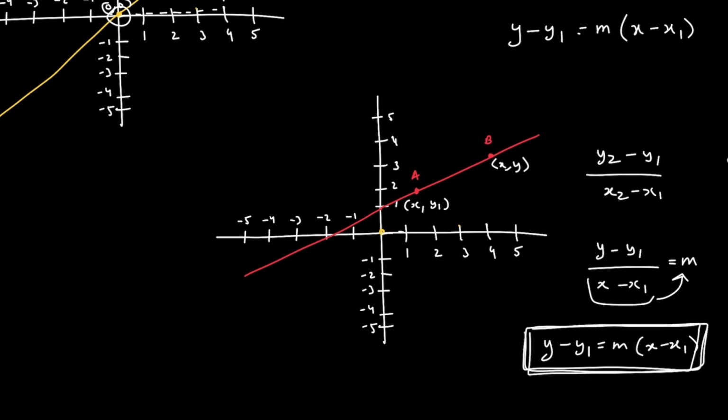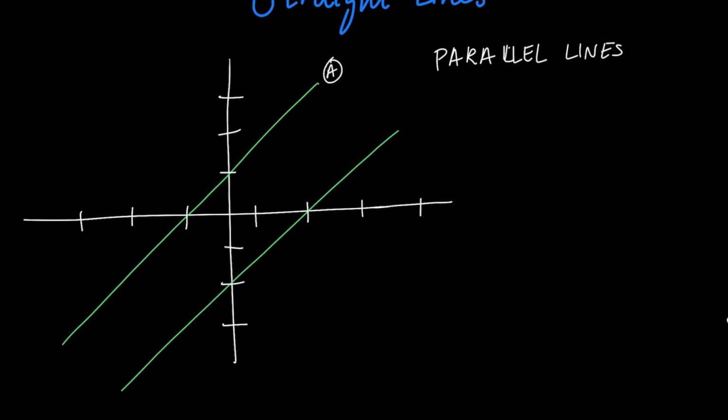Okay, so the next thing we're going to discuss is parallel lines. Let's say we have these two sets of parallel lines and they're labeled A and B. What we know is that line A is parallel to line B, so therefore the slope of line A is equal to the slope of line B.